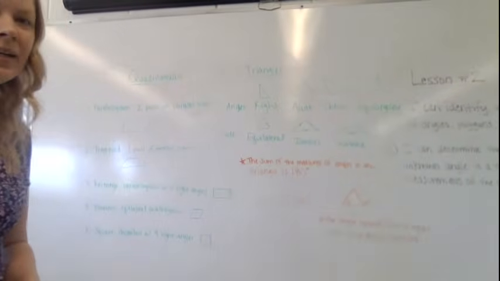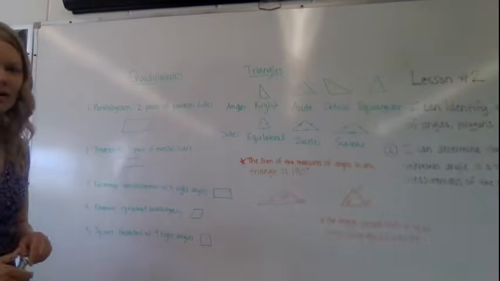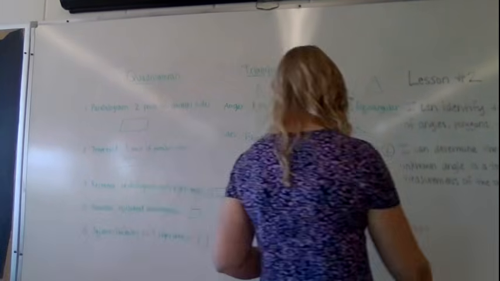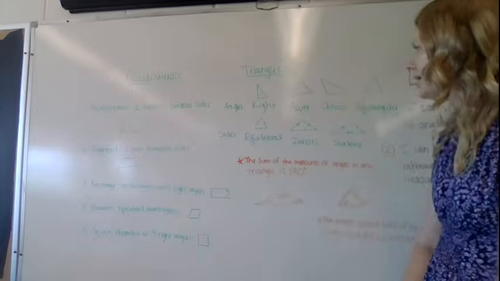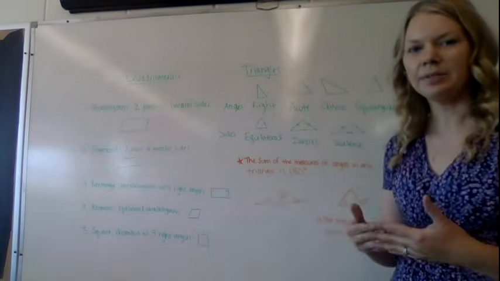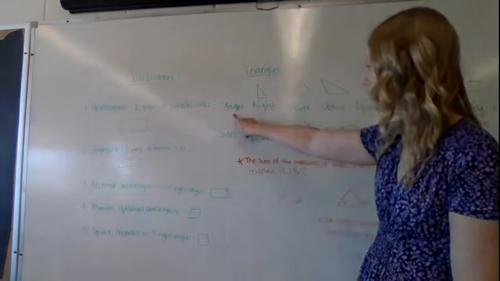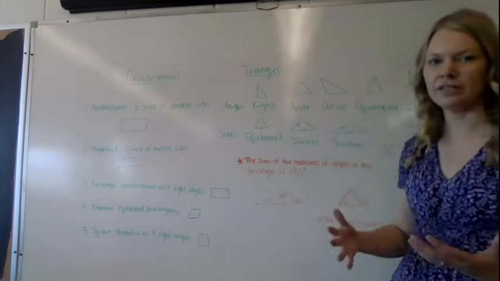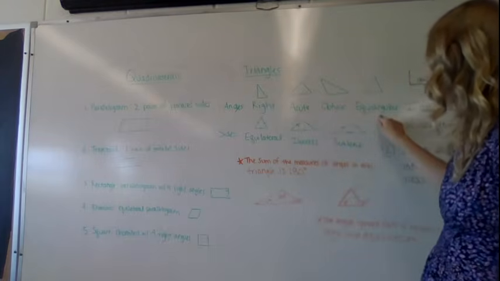Okay. Lastly, we have triangles. So a triangle is another type of polygon. So quadrilaterals are polygons with 4 sides. Triangles are polygons with 3 sides. And we can specify types of triangles in a couple different ways. One is by their angles. Okay, so we've got 4 different types of triangles that are specified by angle: right, acute, obtuse, and equiangular.